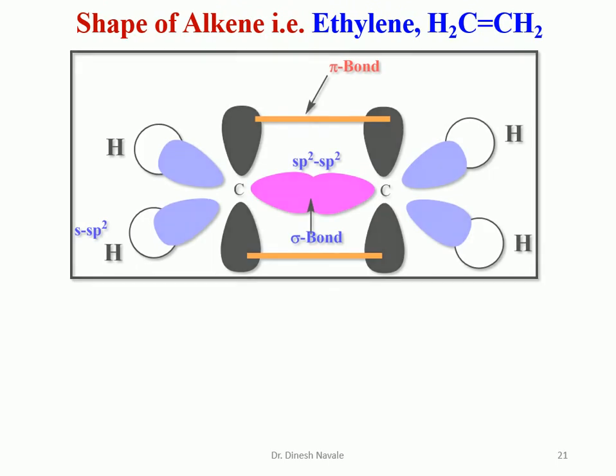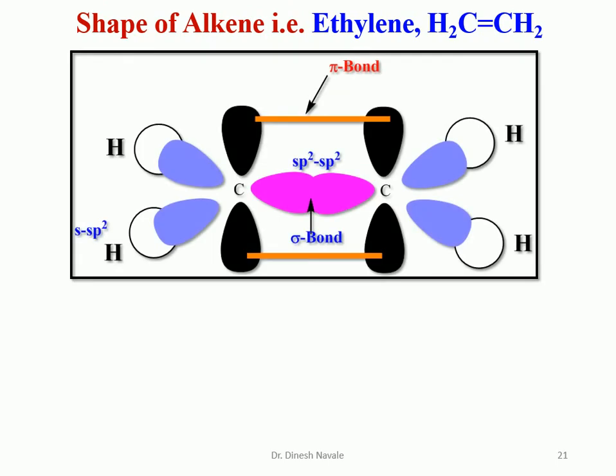Now we are going to see the shape of the alkene, the ethylene molecule, and how it is formed. The ethylene molecule contains a carbon-carbon double bond. So the hybridization expected will be sp2 for both carbon atoms. There is a double bond. Out of the double bond, one is a sigma bond and one is a pi bond. As well as each carbon atom shows 2 CH bonds. So these are sigma bonds.